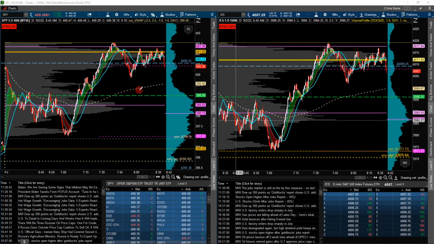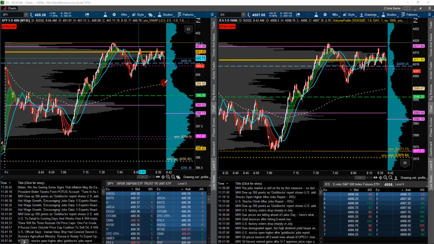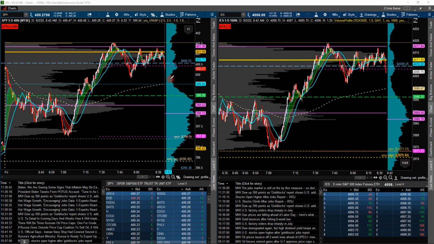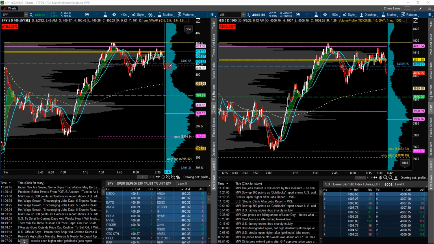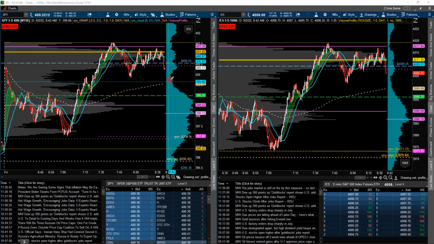Looking at the SPY here, getting a little bit extended long. So look for a liquidation break down to this VWAP, and then we'll see if it bounces back up. There's a POC up here. So look for a liquidation break.